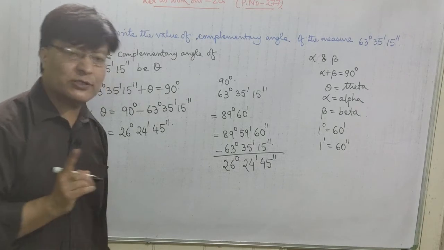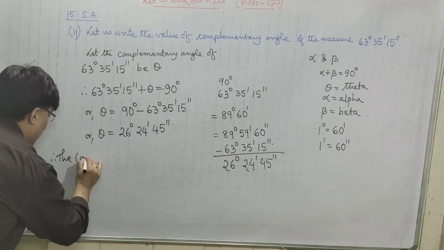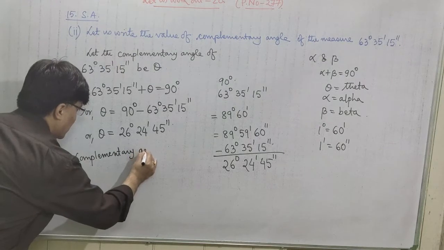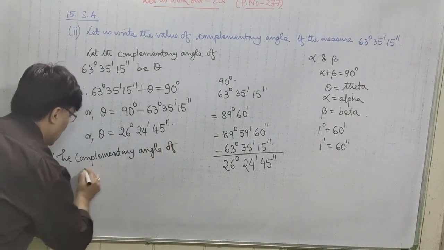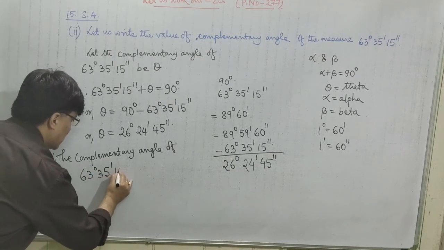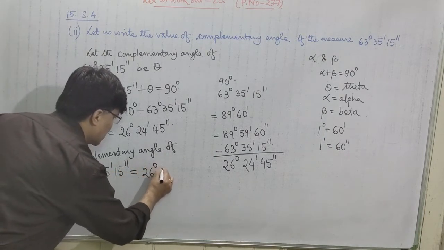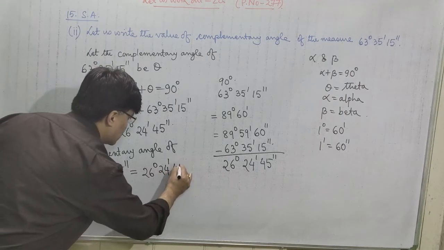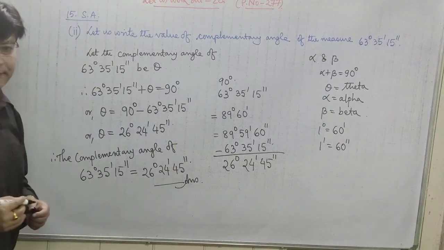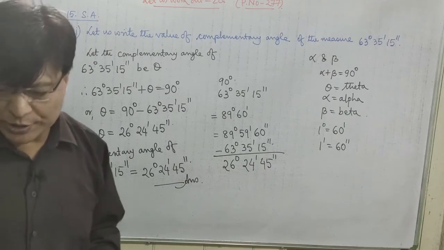So I think you have understood it. So let us write here, therefore the complementary angle of 63 degrees 35 minutes 15 seconds is equal to, what is the answer? It is 26 degrees 24 minutes and 45 seconds. So this is the answer. I think you have understood it. So you can copy it. Now we'll do the next question.